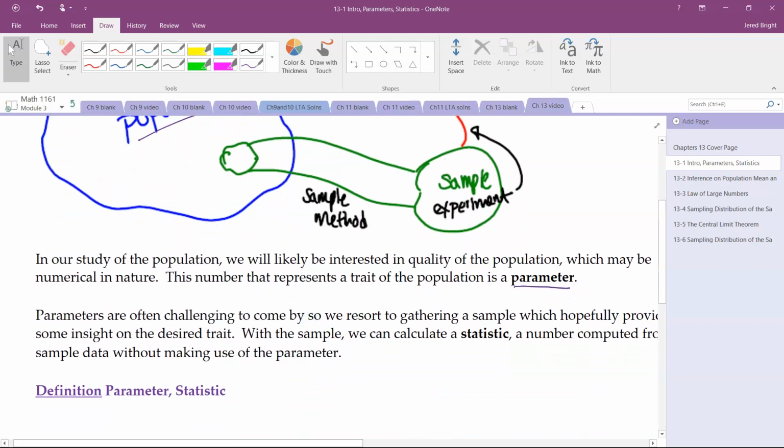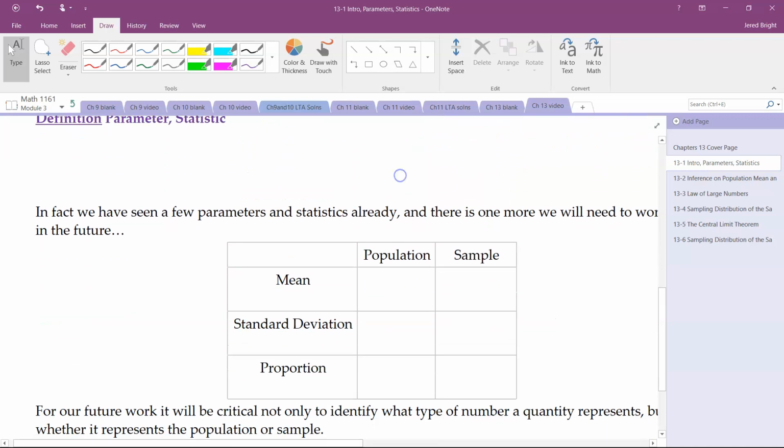So what we end up doing is gathering data from the sample and then doing some sort of similar calculation for that same parameter of interest in the sample. And when we do that similar calculation, that's called a statistic. So statistics and parameters are just values we compute from each of the groups: parameters from the population, statistics from the sample. We've actually seen some of these parameters and statistics already.